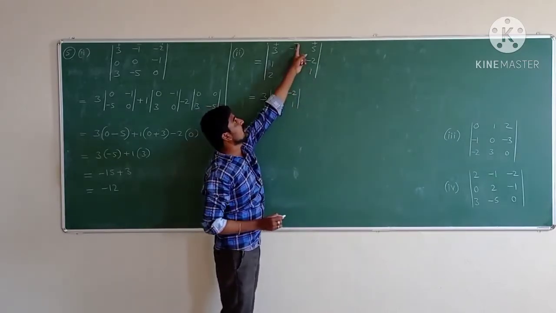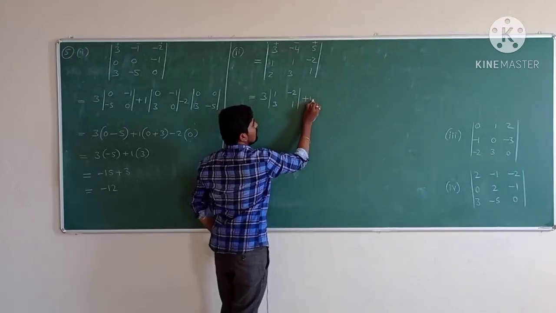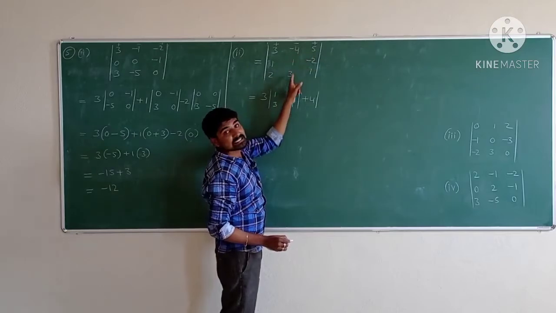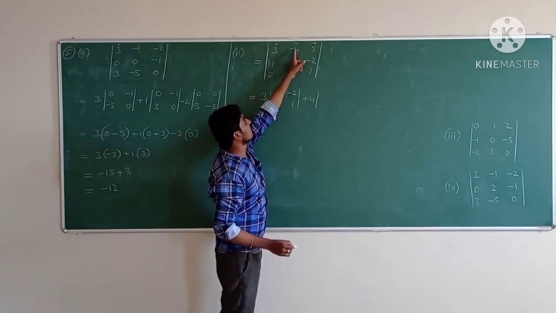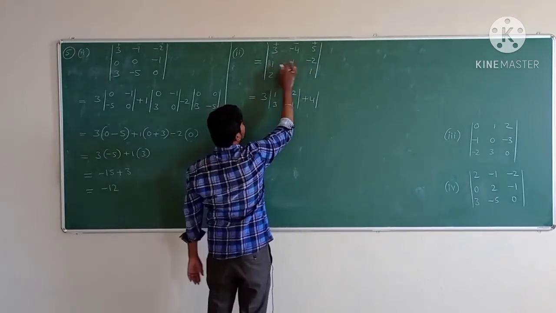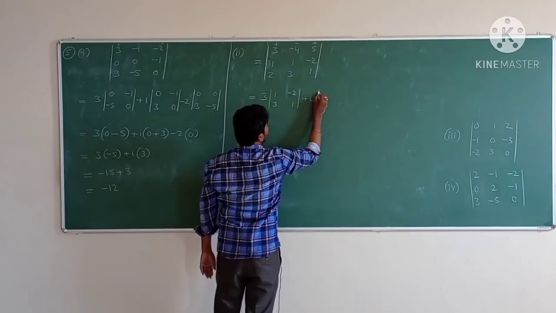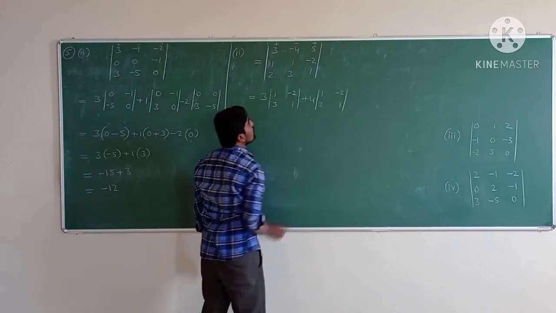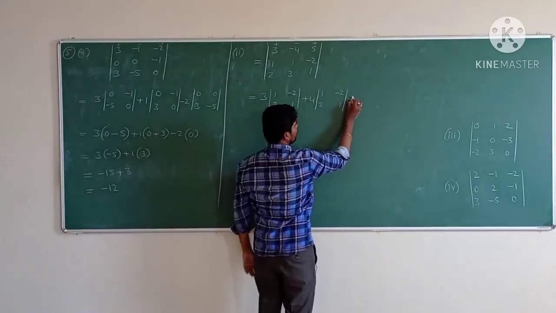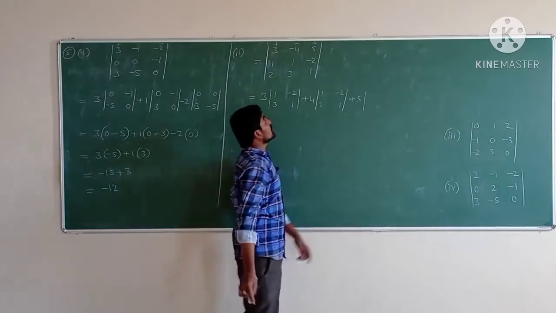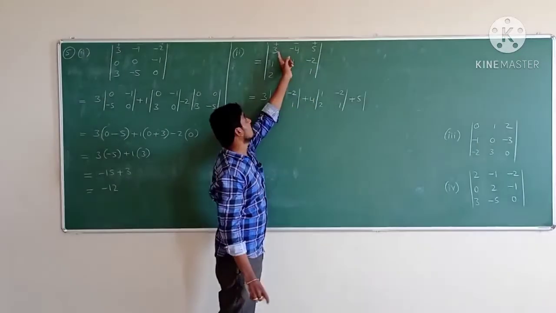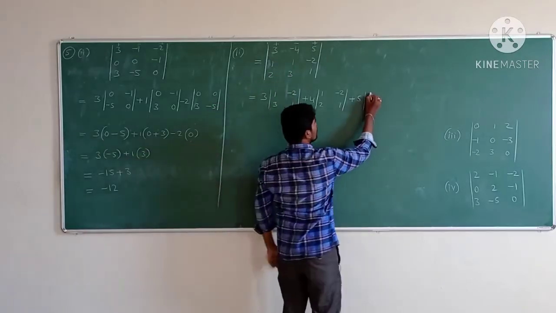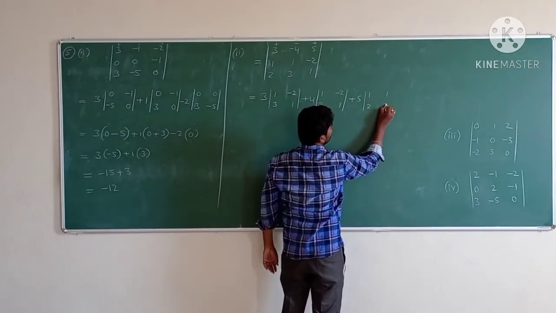And then minus into minus, plus 4. This minus 4 is present in first row, second column. After deleting this first row, second column, the remaining elements are 1, minus 2, 2, 1. And then plus 5. So 5 is present in first row, third column. After deleting this first row, third column, the remaining elements are 1, 1, 2, 3.